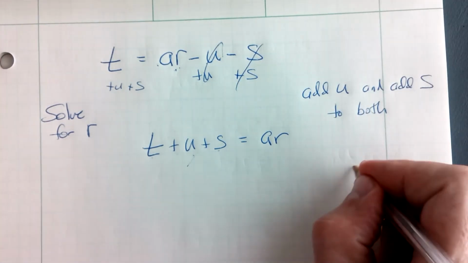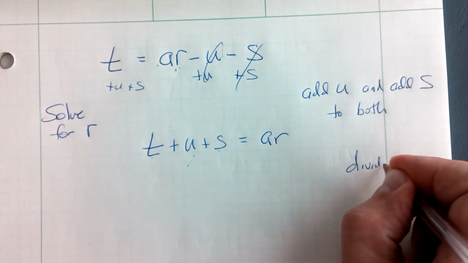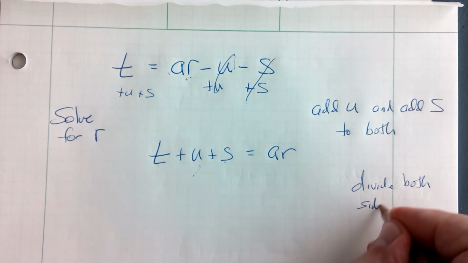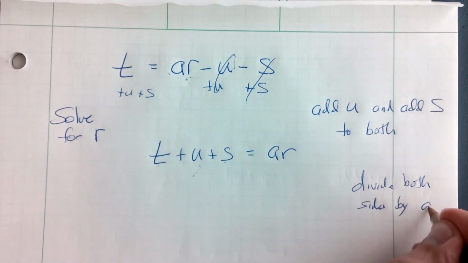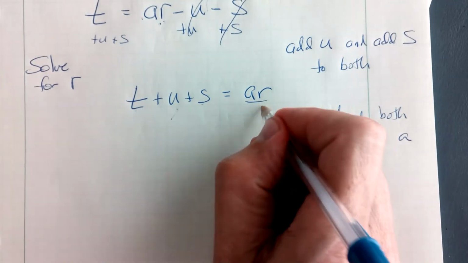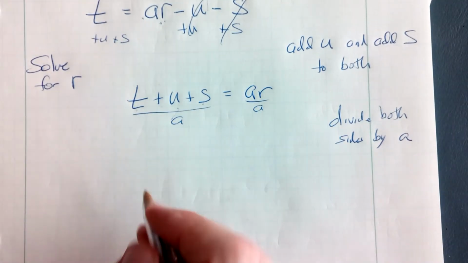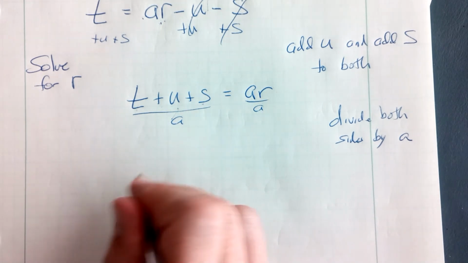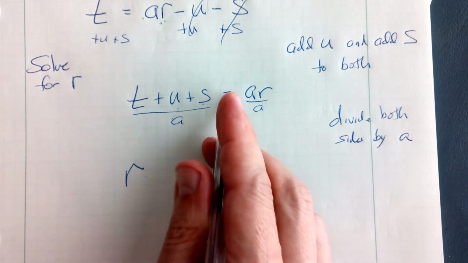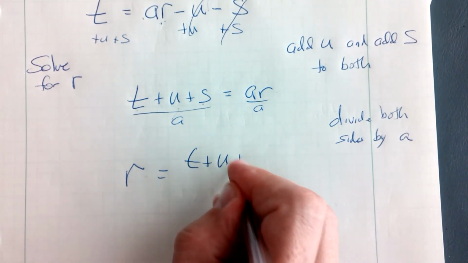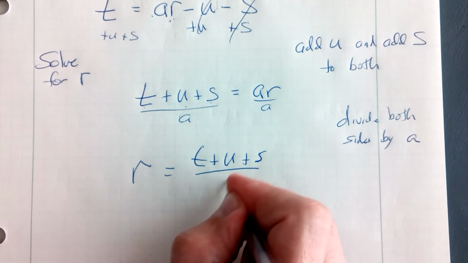Last, I'm going to divide both sides by a, because I was solving for r. Don't forget which one we're solving for. So I divide by a, and now when I write my answer down, I'm going to move the r to the left side. I'm just going to say that r is equal to, and then I'm going to write down the t plus u plus s over a.